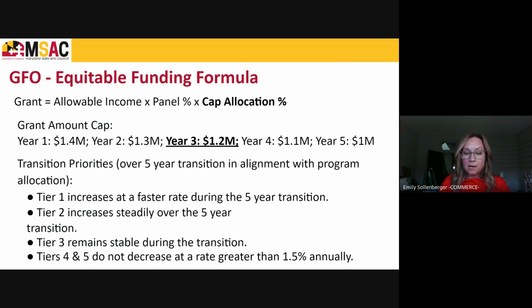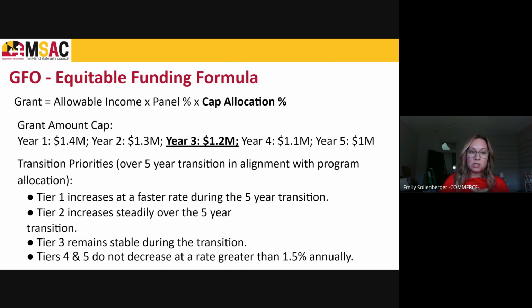Additionally, part of the guardrails that we have in place from the editors that helped us through this process is that we also are setting cap amounts. So no one organization can get, moving into FY26, anything over a $1.2 million award. And then at 5 years, we will be capping folks at $1 million. So no one organization would get more than $1 million in each year.